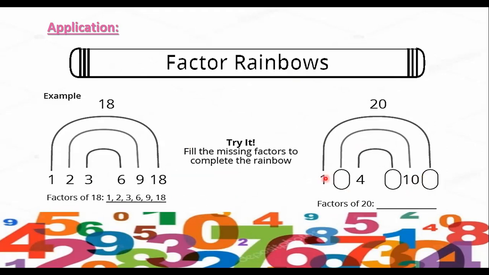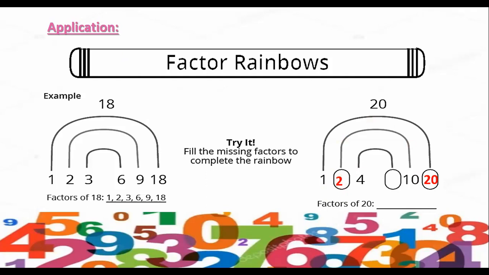So I always start with 1. Why? Because 1 is a factor of all numbers. 1 exists in all the tables of multiplication of all the numbers, because the table of multiplication always starts with 1. Okay, so 1 times what gives me 20? 1 times 20 gives me 20. Then, what do you think? Do I have a number multiplied by 2 to give me 20? Yes, it's 2 times 10.